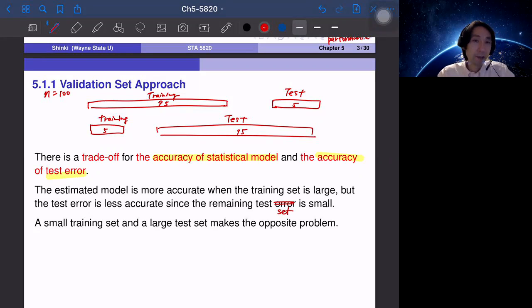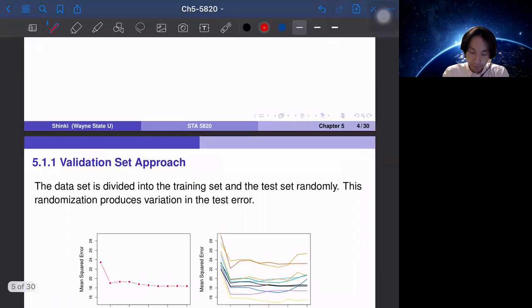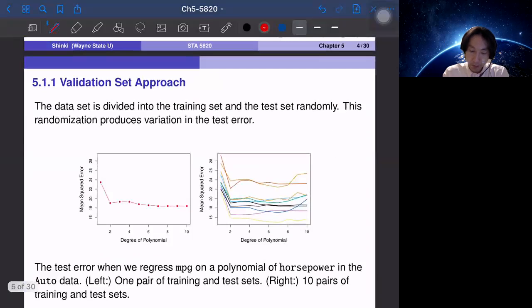So maybe 50-50, or typically we have a slightly larger training set, for example 2/3 or 80%. It really depends on the sample size, but with a large enough sample size, probably 2/3 of observations in the training set. But at least we have the trade-off. And also the randomization.